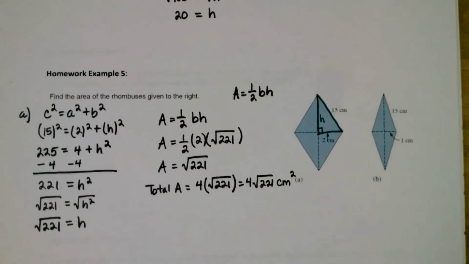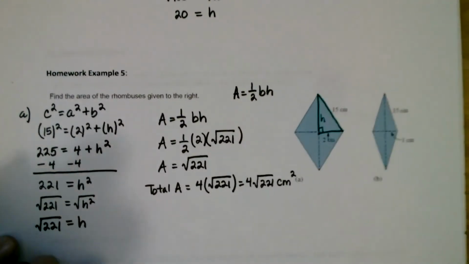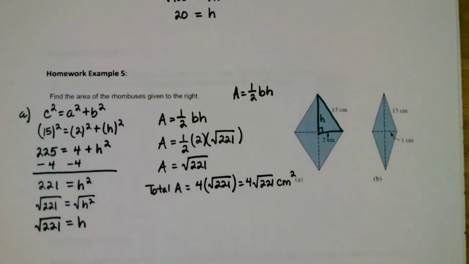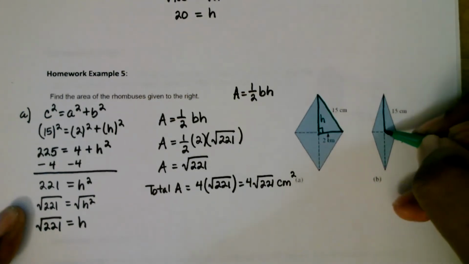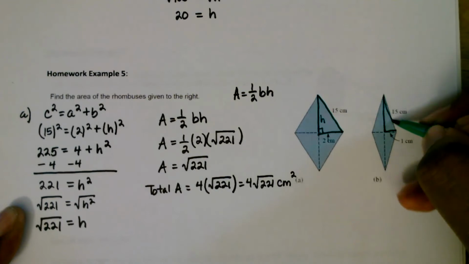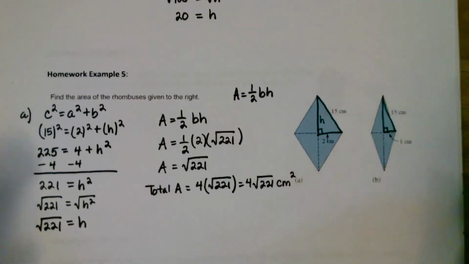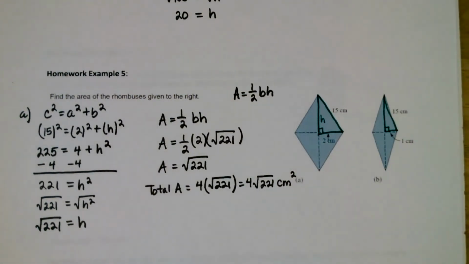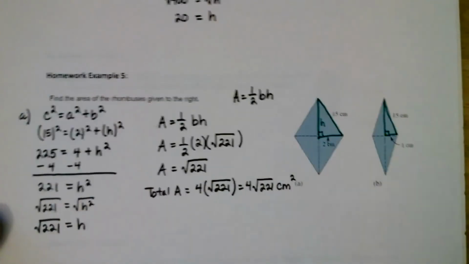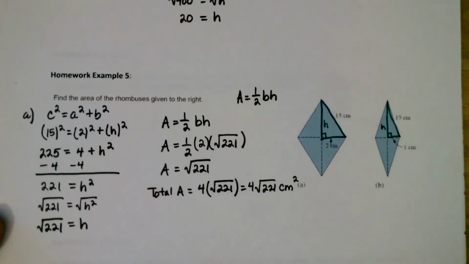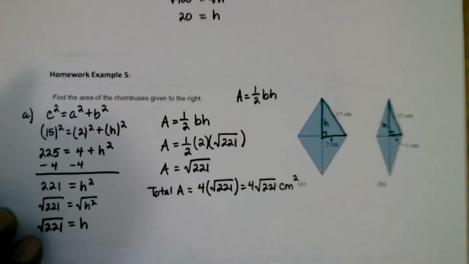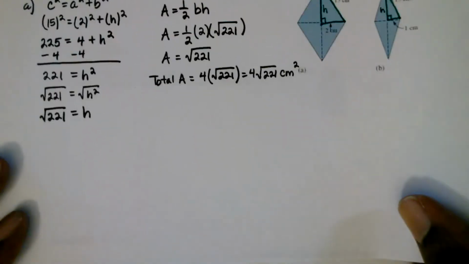Now for part B, this time it is 1 centimeter for this side, and I still have 15 centimeters here. So I'm outlining that triangle. And again, I'll have to use the Pythagorean theorem to find out the length of this height, which is going to be h. Okay, so let me pull this up.